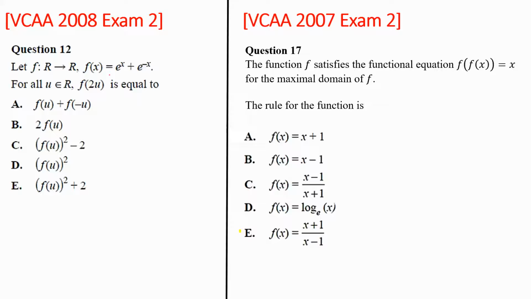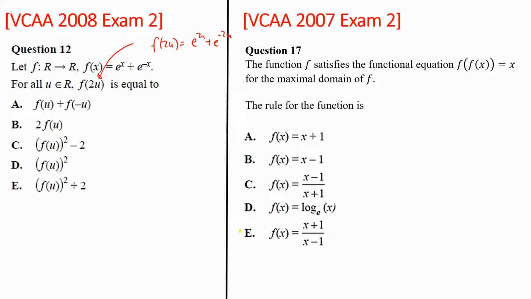For me, as soon as I saw this, in my mind I was thinking, all right, f of 2u means I'm going to replace all the x's with the 2u. So what you should have got is e to the power of 2u plus e to the power of negative 2u. True? Okay, so everyone would have started off there. But the question is, none of those seem to show it.